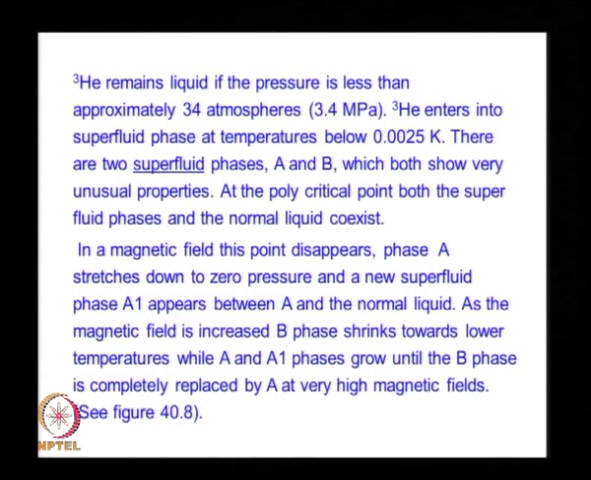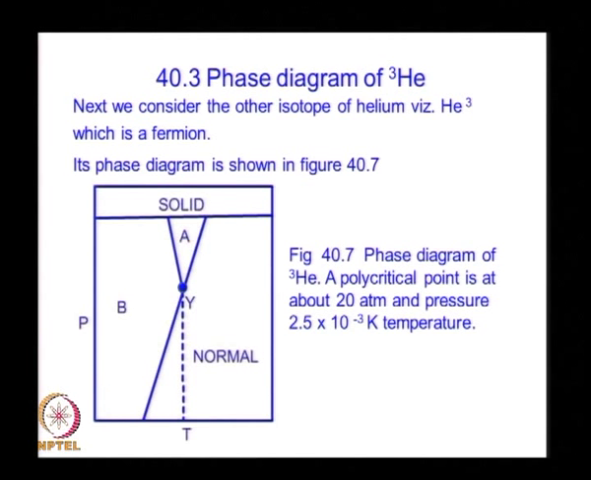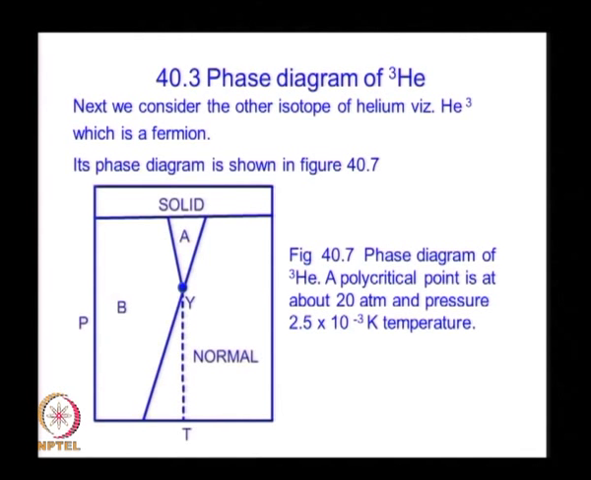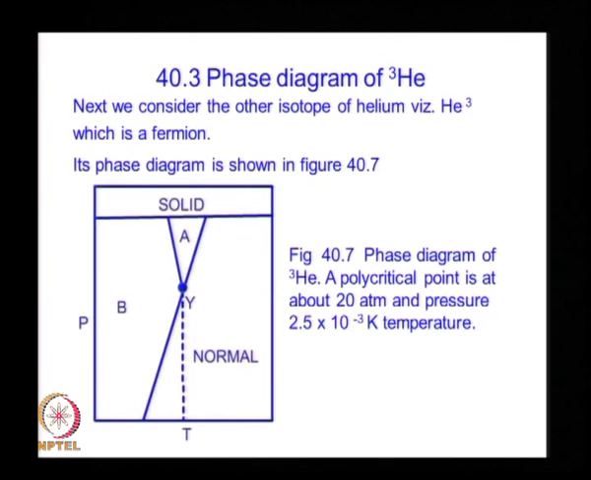If the pressure is less than approximately 34 atmospheres, you can see that there is a solid phase. Helium-3 enters into a superfluid phase at temperatures below 0.0025 Kelvin, 2.5 millikelvin. There are two superfluid phases, A and B, which both show very unusual properties. At the polycritical point Y, both the superfluid and the normal liquid coexist. You can see this is the normal liquid and you have two superfluid phases, all three coexist at Y. That is why it is called a polycritical point.